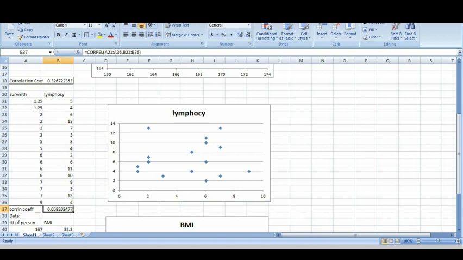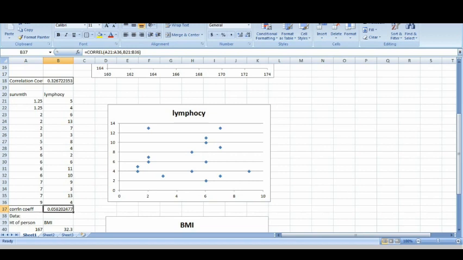One should be able to tell us objectively whether this value of 0.058 is small enough to be considered as uncorrelated. Whenever the correlation is 0, we say that the two variables are uncorrelated, or whether the value is high enough to conclude that lymphocyte and survival month are correlated.